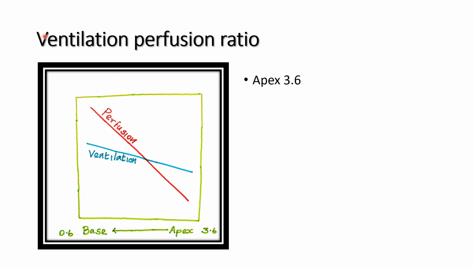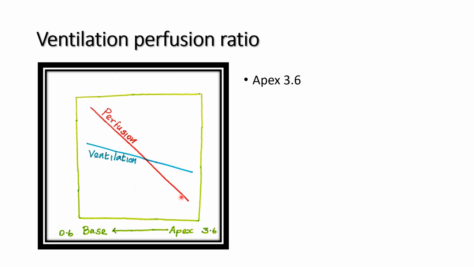Ventilation perfusion ratio. In the graph, this part is the apex, this part is the base. Ventilation from apex to base gradually increases, and perfusion from apex to base increases steeply. It increases very much compared to the ventilation. So the normal ventilation perfusion ratio at the middle of the lung is 0.8.